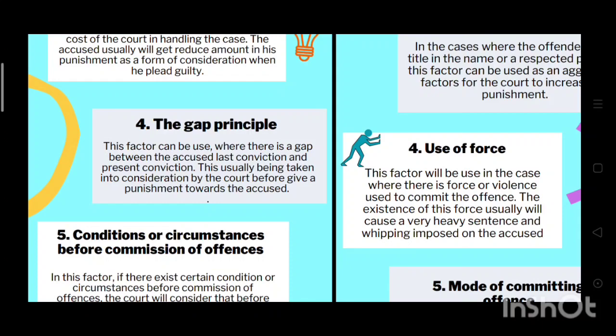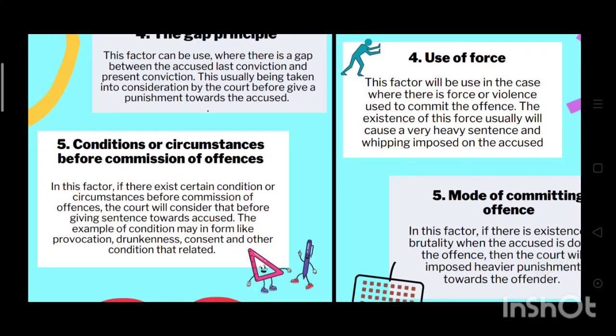The last mitigating factor is the condition or circumstances before the commission of offences. If certain conditions or circumstances exist before the commission of the offence, the court will consider them before giving sentence to the accused. Examples of conditions include provocation, drunkenness, consent and other related conditions. These conditions may work as defences for the accused in regard to the offences because they do not come from the accused itself.